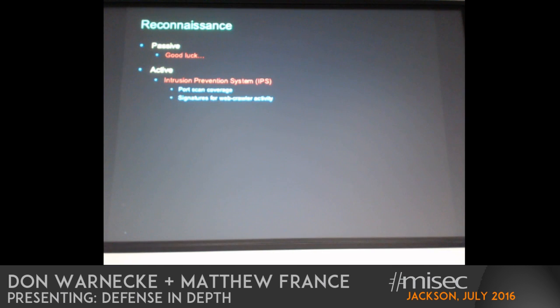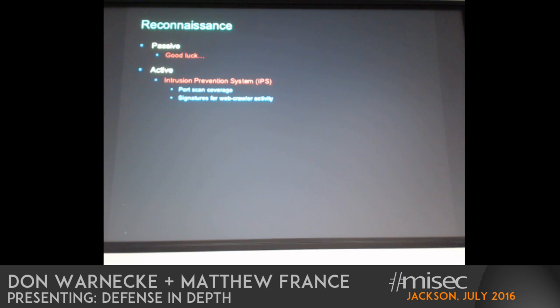But you can do some things with active. This gets a little fuzzy. I'm going to say they're soft counters. There's still ways of performing this and getting around detections, right? Maybe with an IPS, you can implement some port scan signatures. Now, you could just slow down the port scan, and maybe it wouldn't trip the signature, right? So there's always counters to these. But at a high level, this is how I would go about it personally. And maybe implement signatures for web crawling activity.